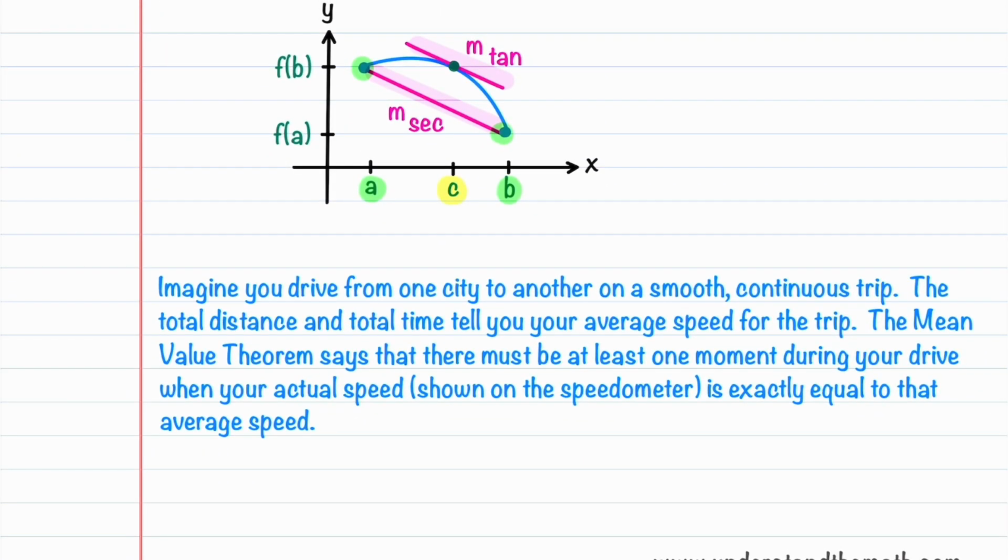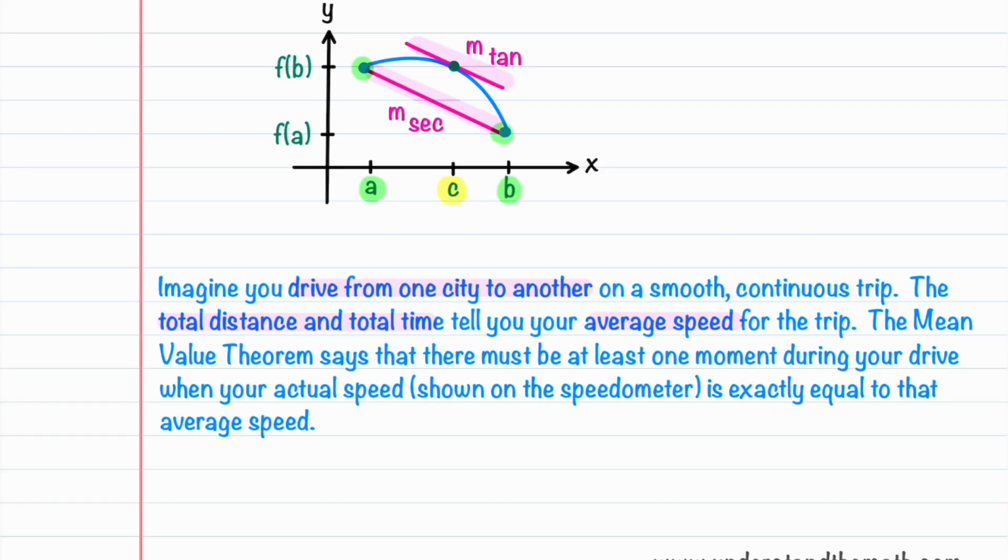Let's now put this in context. Imagine you drive from one city to another on a smooth, continuous trip. The total distance and total time are going to tell you your average speed for the trip. For instance, if you drove 120 miles in 2 hours, then your average speed would be 60 miles an hour.